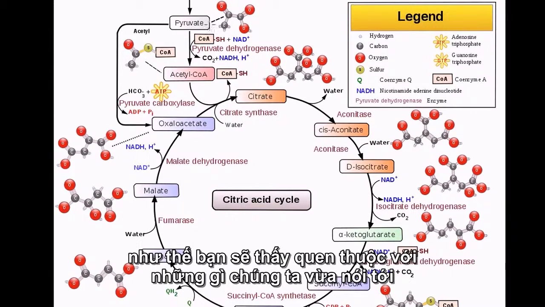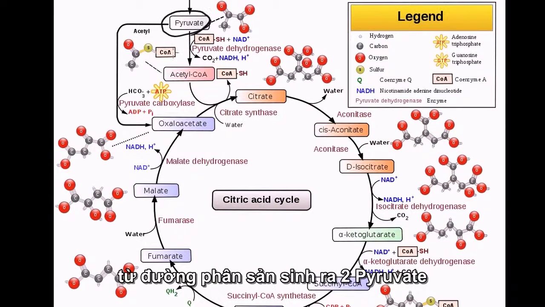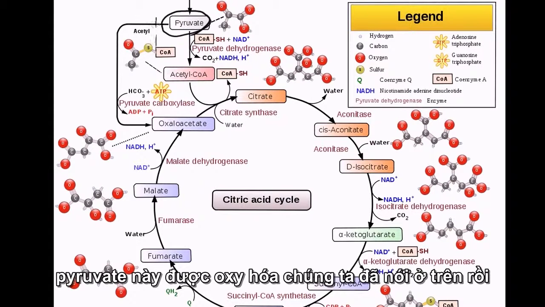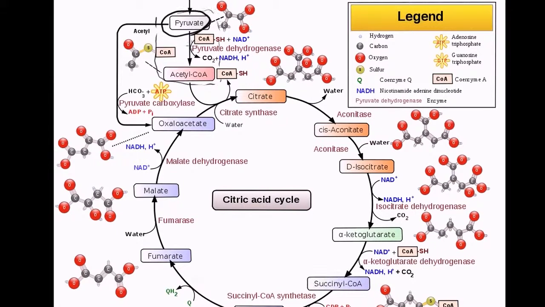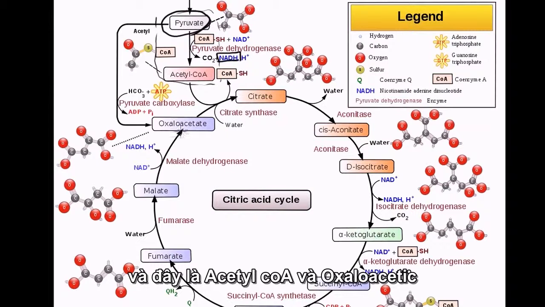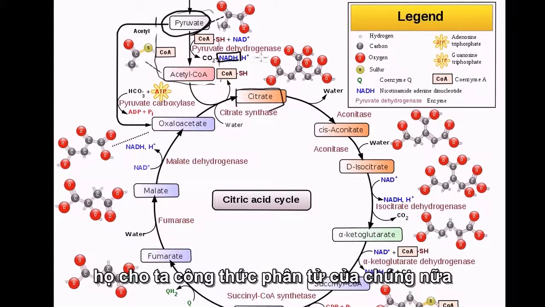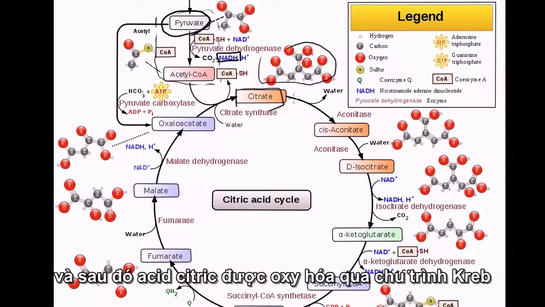From glycolysis, you produce 2 pyruvates. That's the pyruvate right there. They actually showed some molecular structure. This is the pyruvate oxidation step that I talked about, the preparatory step. And you see we produce a carbon dioxide, and we reduce an NAD plus into NADH. Then we're ready to enter the Krebs cycle. The acetyl-CoA and the oxaloacetate, or oxaloacetic acid, are reacted together to create citric acid. They've actually drawn the molecule there. And then the citric acid is oxidized through the Krebs cycle right there.